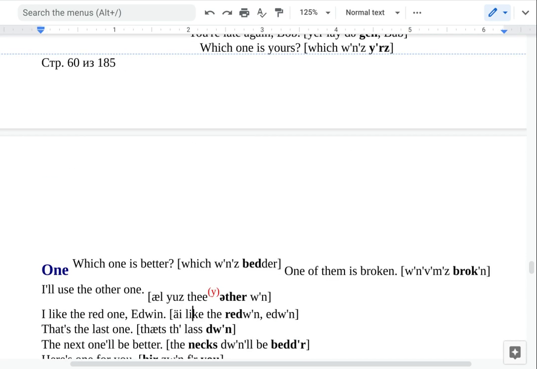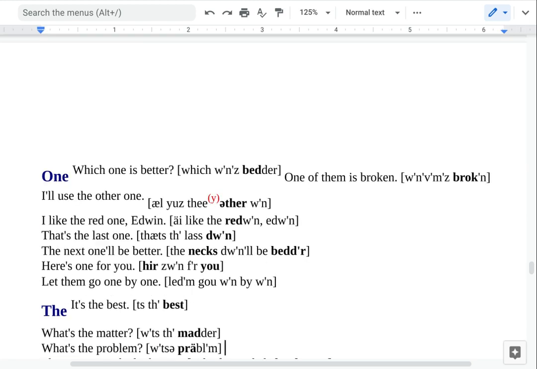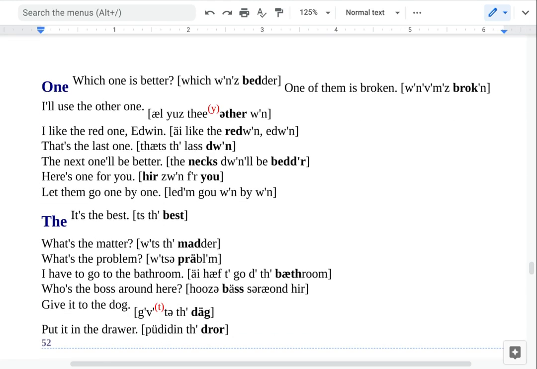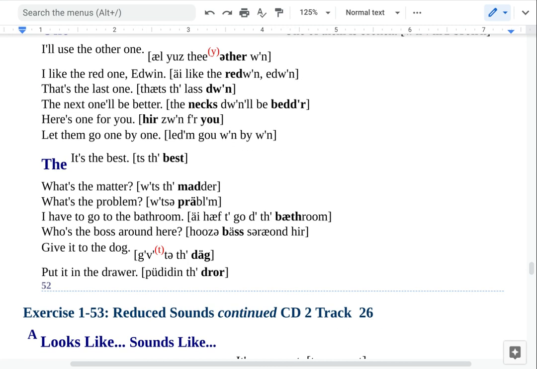One: which one is better? One of them is broken. I'll use the other one. I like the red one, Edwin. That's the last one. The next one will be better. Here's one for you. Let 'em go one by one.